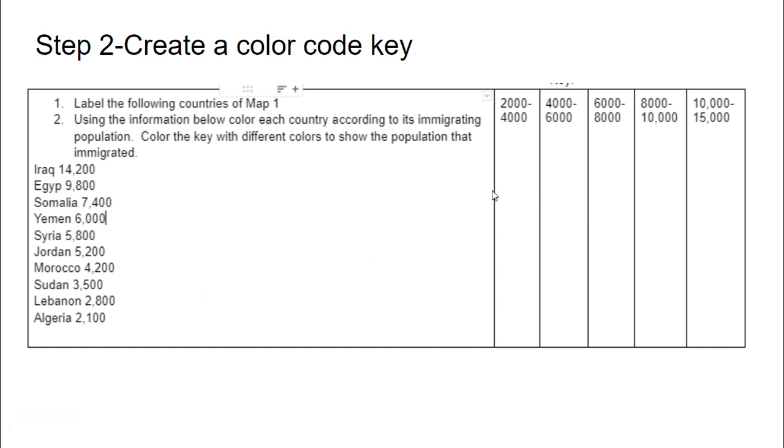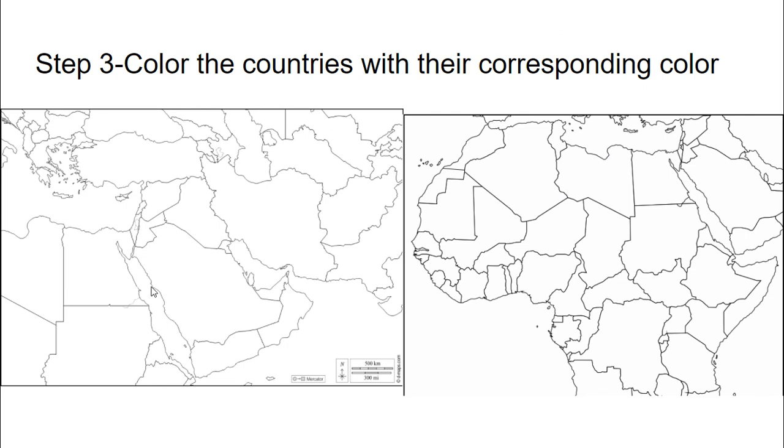So once you figure out your colors, maybe you're going to do green, blue, red. You can choose whatever you want. You're going to come over here, and on your two maps, you're going to shade accordingly. So Algeria, which is right here, this is Algeria. You'll color it green because it's in the 2 to 4. Does that make sense for everyone? So that's step three, is color the countries with their corresponding color. Okay. Questions about those first three steps?